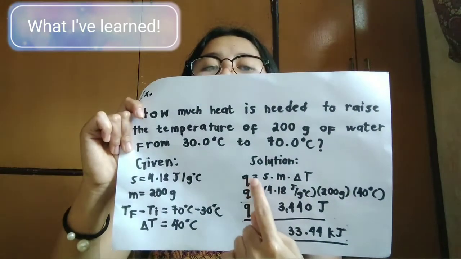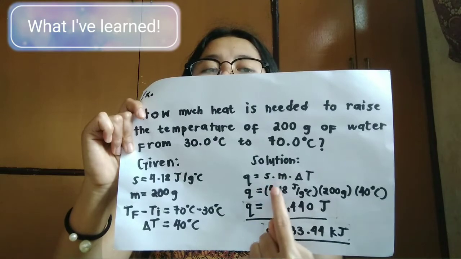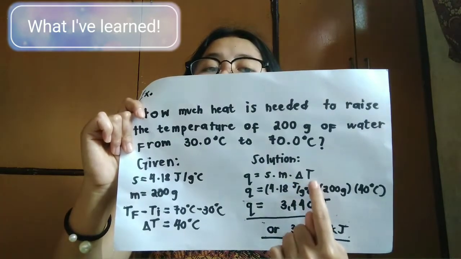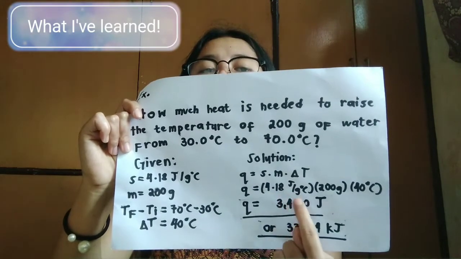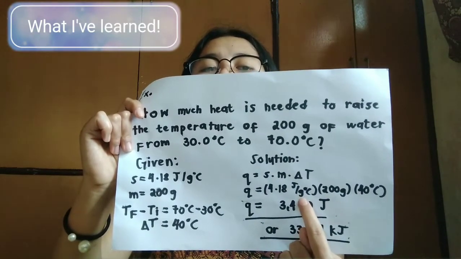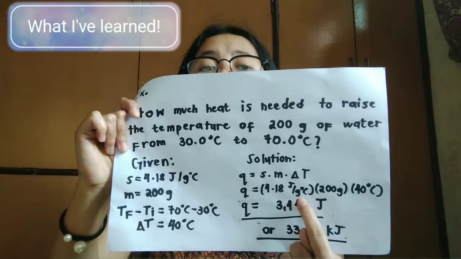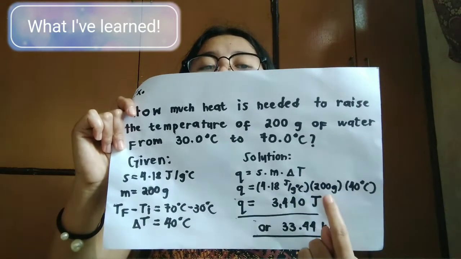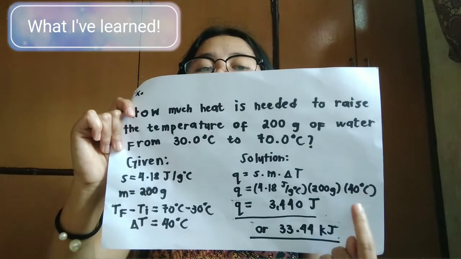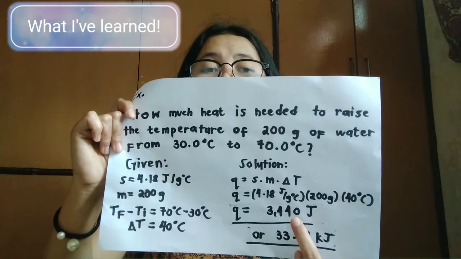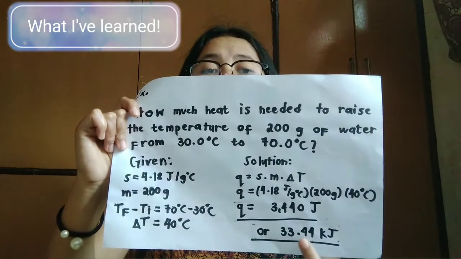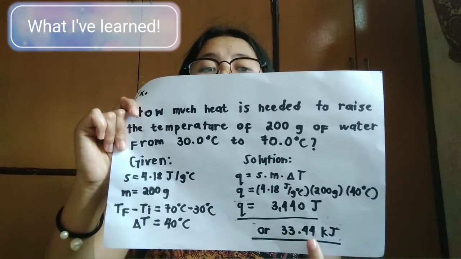Solution. Q is equal to S times m times delta T. So Q is equal to 4.18 joules per gram degrees Celsius times 200 grams times 40 degrees Celsius. Q is equal to 33,440 joules, or 33.44 kilojoules. And that's all for now.